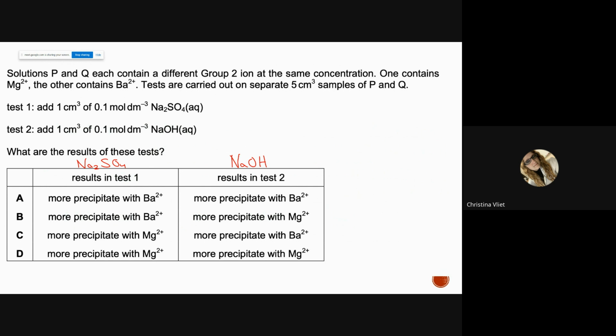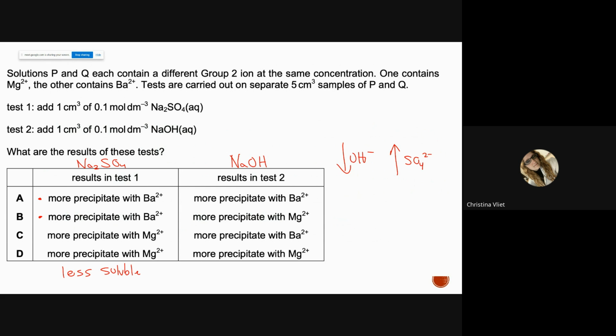So what does that mean? Precipitate, what is that? Less soluble, right? More precipitate means less soluble. So with sulfate, is barium sulfate less soluble or is magnesium sulfate less soluble? Let's trace the trend again, right? We said that hydroxides increase this way, sulfates increase this way. So where would be less soluble for sulfates? We said more soluble is this way, so less soluble is down, right? So more precipitate with barium.